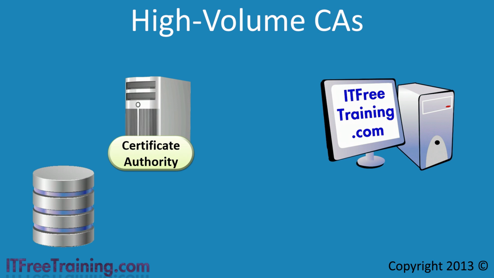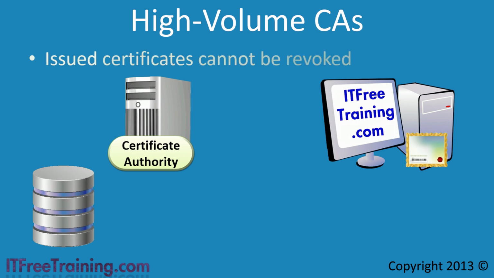In order to reduce the load on the CA, the high-volume CA option can be enabled. This essentially means that when a certificate is issued, it is not stored in the certificate database on the certificate authority. This reduces the load on the CA. The disadvantage of this option is that if a certificate is issued and you later on want to revoke this certificate, revoking simply means canceling the certificate so it can no longer be used. You will not be able to do this. Revoking a certificate requires a copy of the certificate to be present in the certificate database.